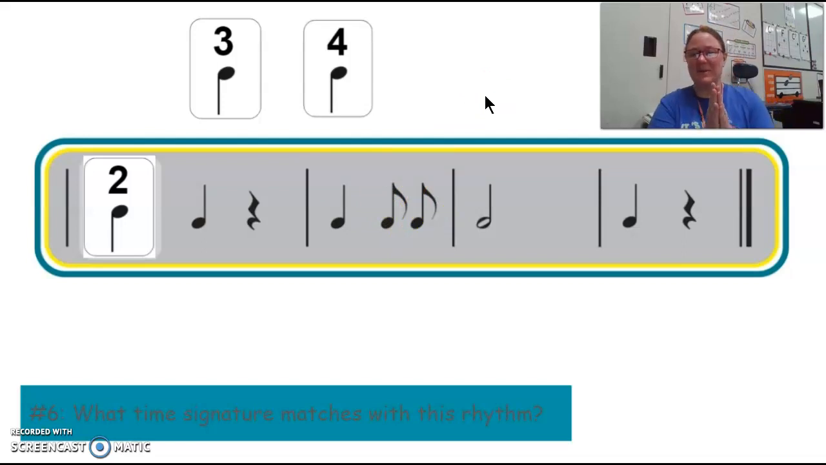All right, say and clap this one with me. Ready? Go. Ta, ta, ti, ti, ta, ta.